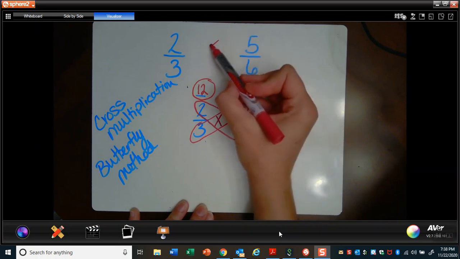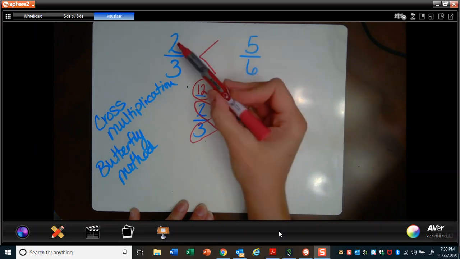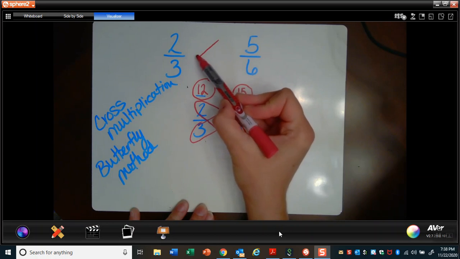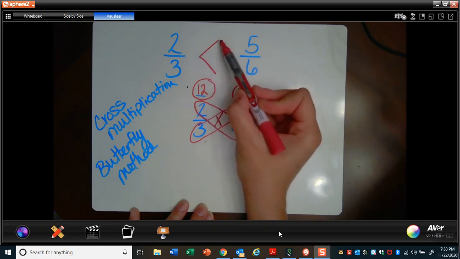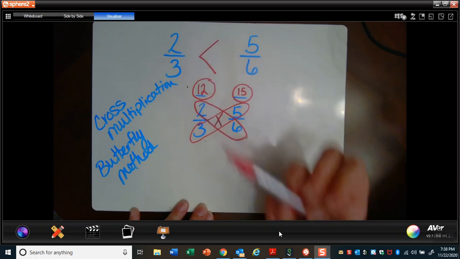So again, I'm going to draw my less than sign. 2/3 is less than 5/6, because that's the smaller part of my angle. 5/6 is greater than 2/3.